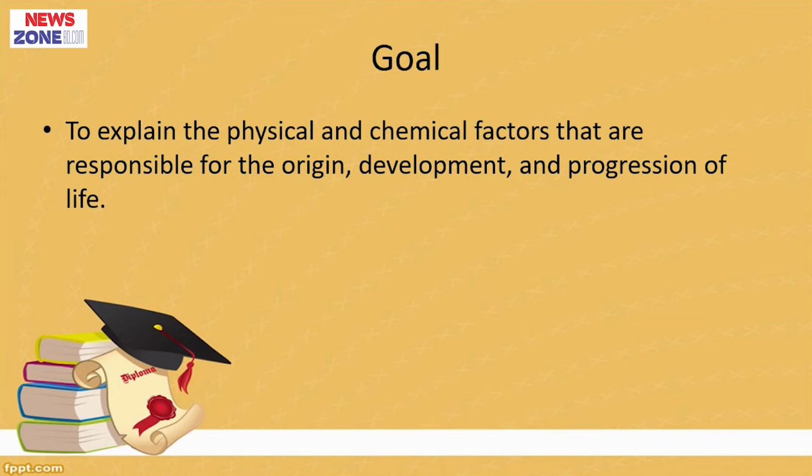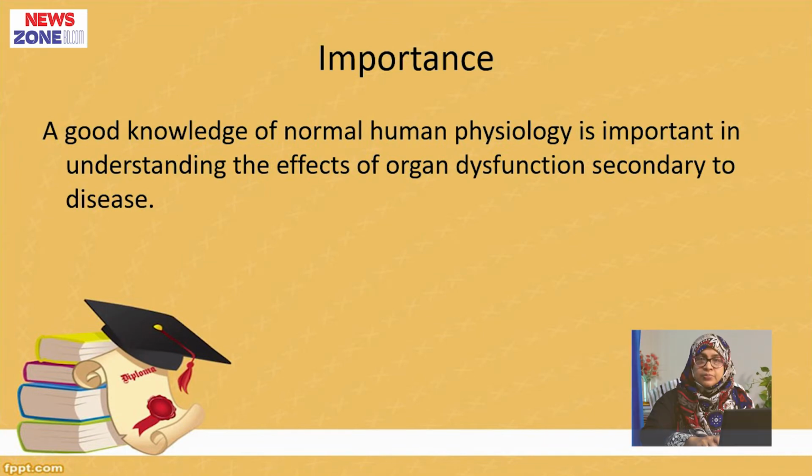Now, what is the goal? The goal of physiology is to explain the chemical and physical factors that are responsible for the origin, development and progression of life. Now, what is the importance of physiology? A good knowledge of human physiology is important in understanding the effect of organ dysfunction secondary to disease.